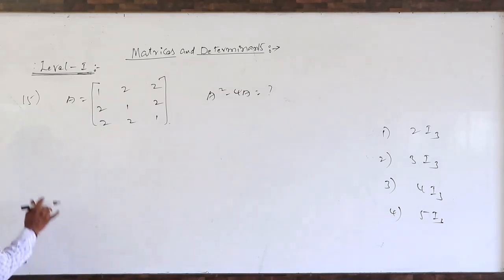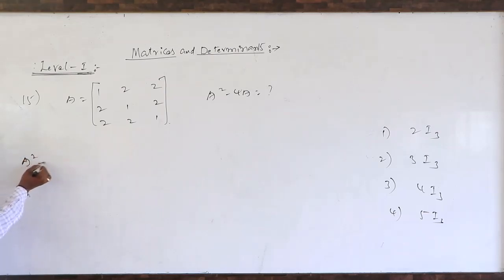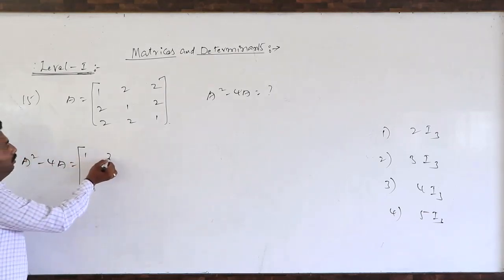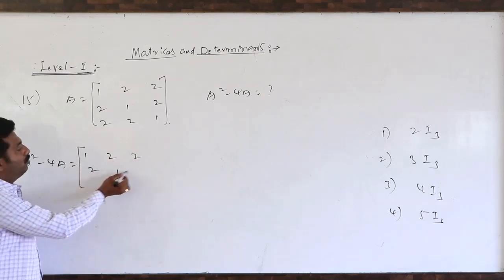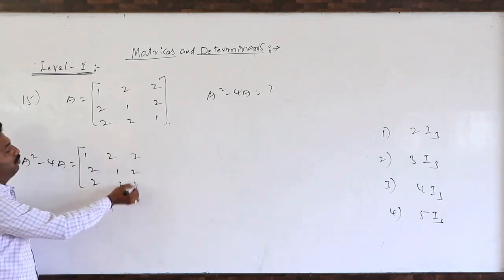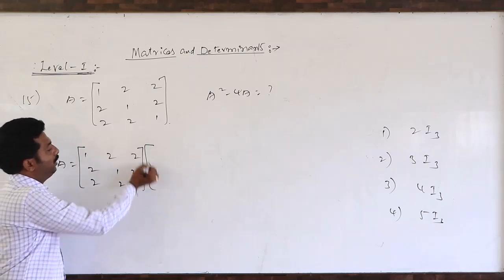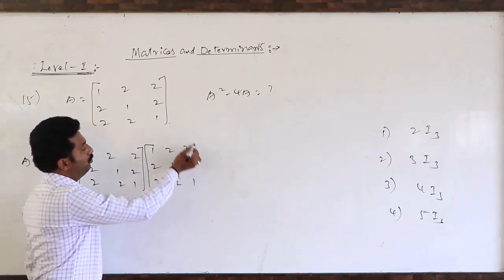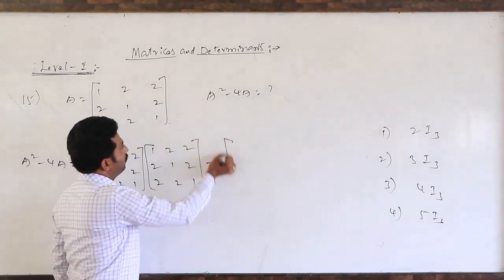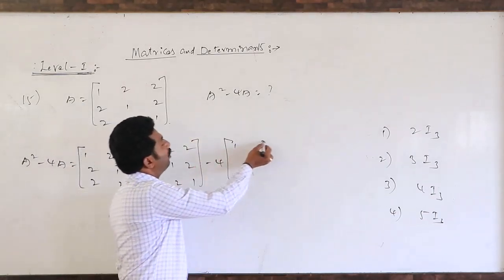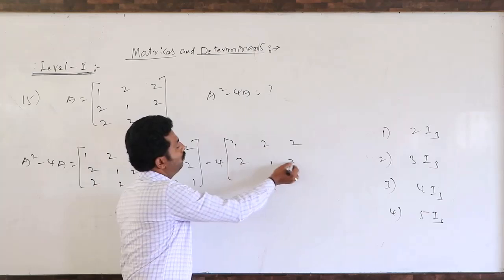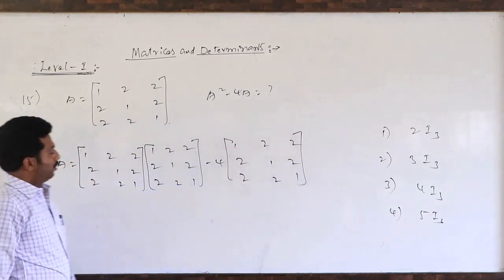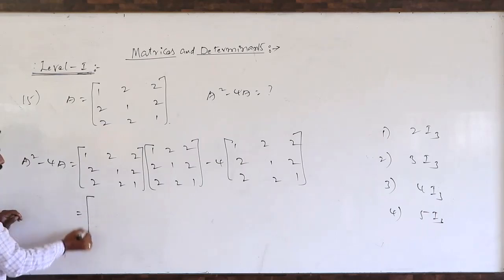First, A squared minus 4A: A squared is the matrix [1, 2, 2; 2, 1, 2; 2, 2, 1] times itself, minus 4 into A, which is [1, 2, 2; 2, 1, 2; 2, 2, 1]. So these terms we have to simplify.